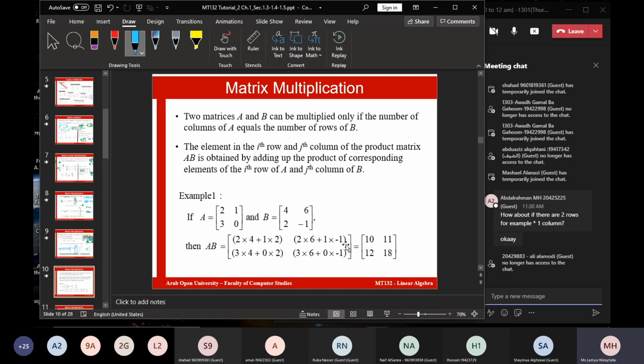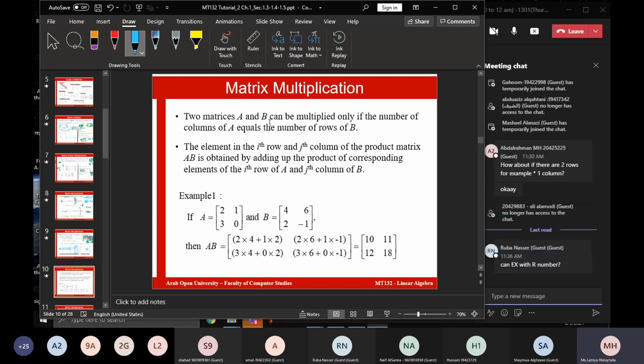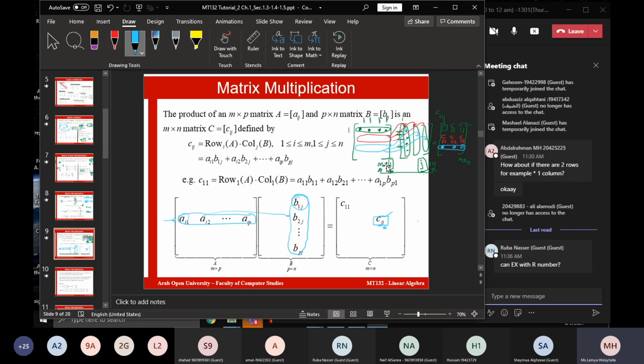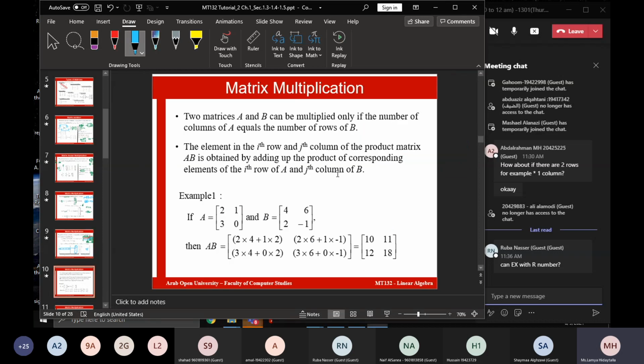Okay, so two matrices A and B. Yes, we will do an example. Sure. Two matrices A and B can be multiplied only if the number of columns of A equals the number of rows of B, as we said. This is equal to that, where this is the number of columns of the first, and this is the number of rows of the second. Okay. The element in the i-th row and j-th column of matrix AB is obtained by adding up the products of the corresponding i-th row and j-th column, correct?